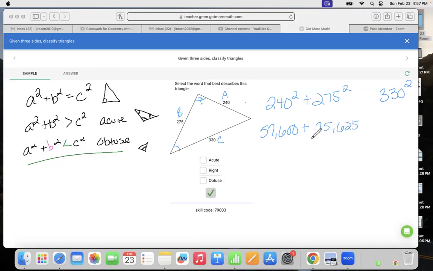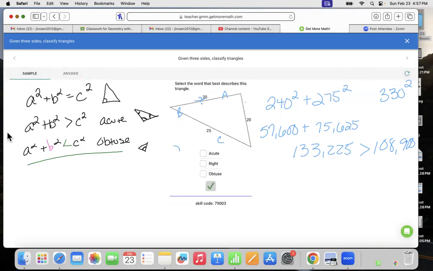And since I already have that in my calculator, I'm just going to add these two together so I don't have to retype all of that. Okay, so that's what all of that equals. And then 330 squared is 108,900. So that is definitely larger than this. And when it's larger than the C squared, that means that it's an acute triangle. Okay, let's make sure. Yeah, A.